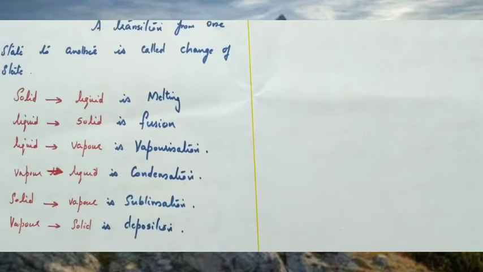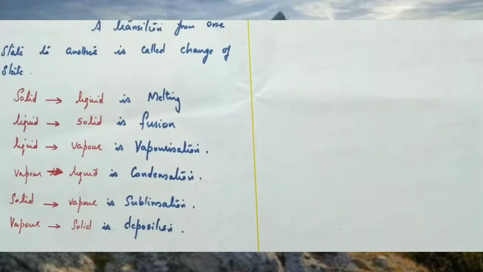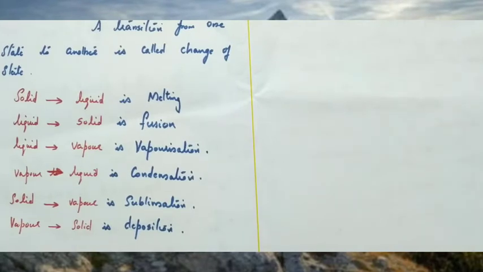Transition from solid to vapor state directly, without passing through the liquid state, is called sublimation. There are certain materials which sublime, such as camphor, naphthalene, etc. And the reverse process from vapor to solid state is called deposition. So these are some changes of state normally taking place in solid, liquid and gas.